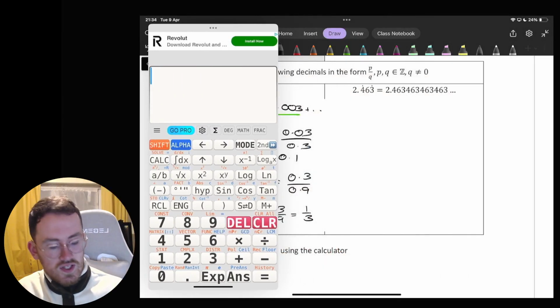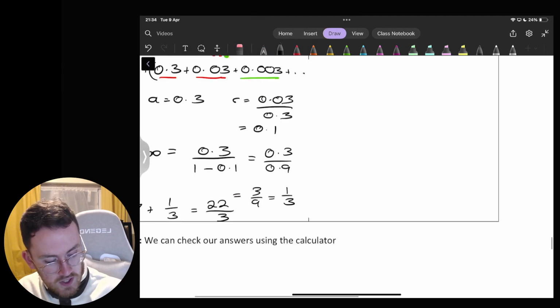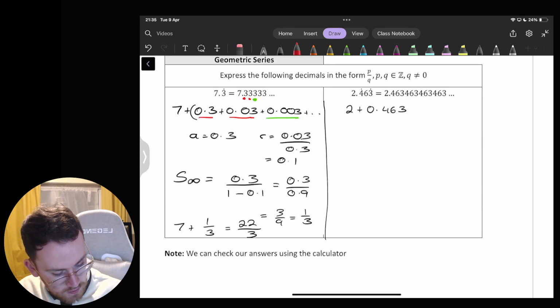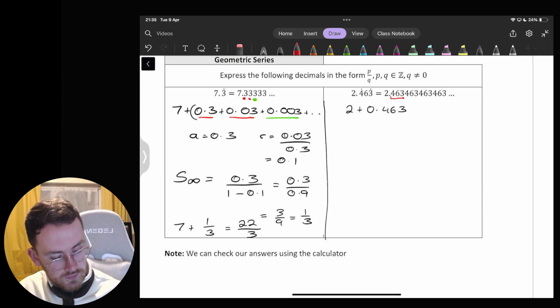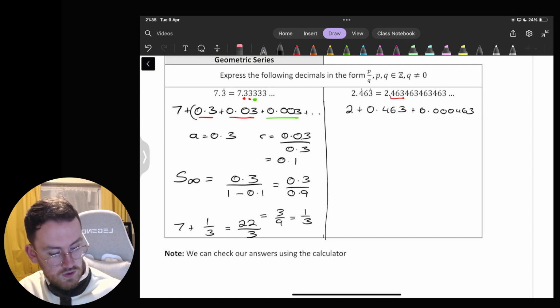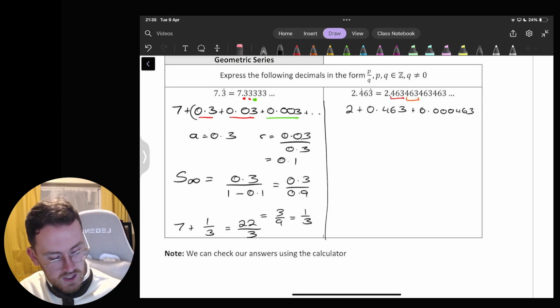So 2.463 recurring, which means 2.463463463. So slightly more extended here. So same kind of starting point. So 2 plus 0.463. So that's going to be this part here. Okay, and we can do plus 0.000463, so ignoring the initial 463 that we had, and so on and so forth. When they get quite big like that, sometimes we just have to shut it down a bit quicker.